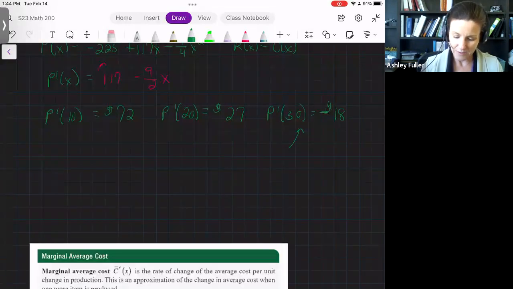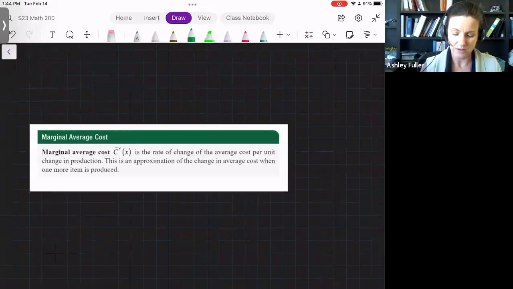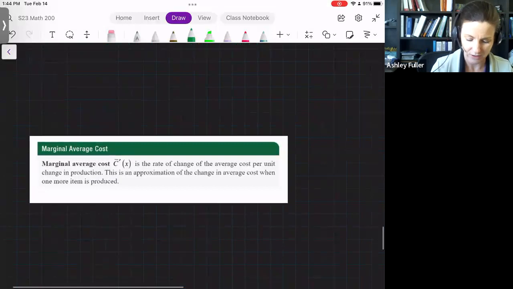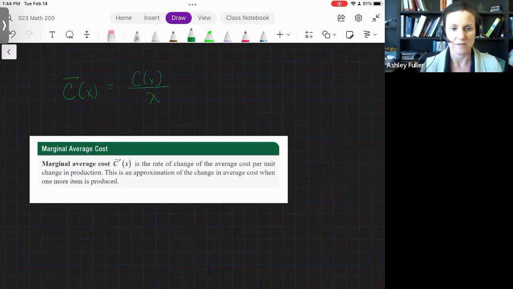The last thing we want to look at here is the marginal average cost. Average cost in general, if we have the cost and we want to calculate the average cost, the first thing that we have to do is calculate the average cost by taking the total cost and dividing it by the number of items. And then that marginal average cost is simply the rate of change of that average cost.